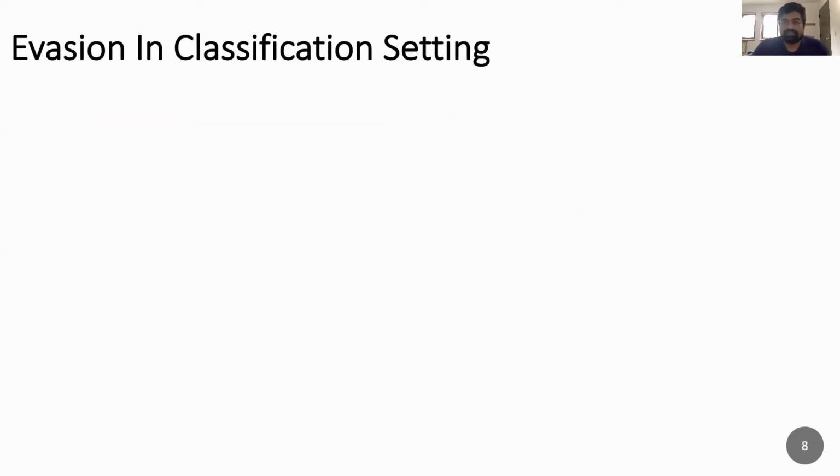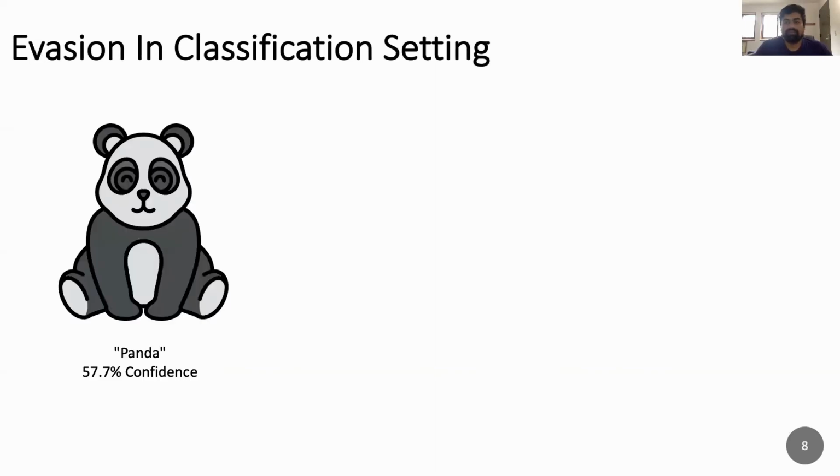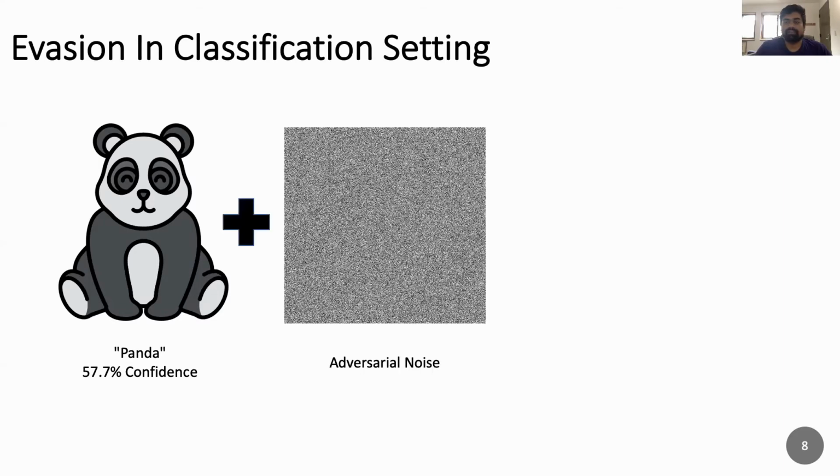To generate masks, we utilize insight from previous techniques for evasion, which were primarily developed in the classification setting. A very common example all of you must have seen is this panda. The classification network predicts the label of this image correctly. To ensure misclassification, human imperceptible noise is added to the input.